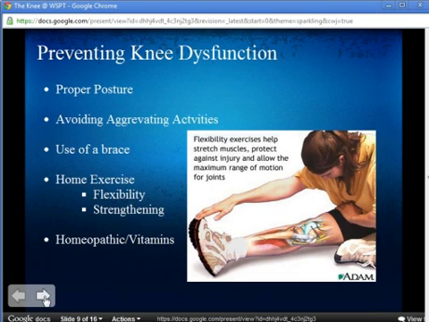So this is one of the key things to really prevent injury: being active, knowing what kind of exercises to do, what kind of stretches to do.